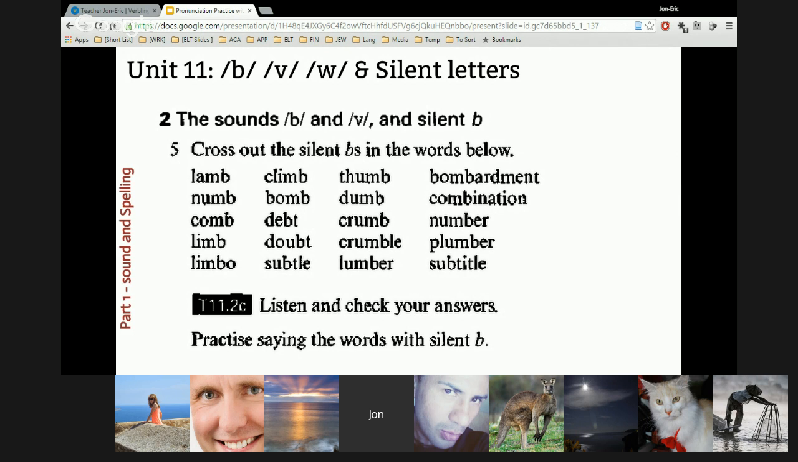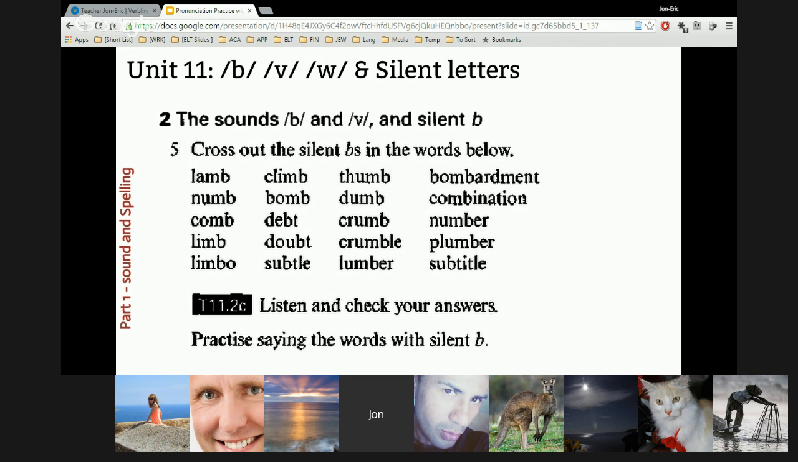Crumble, plumber. Do we say the B or is it silent? Listen to me. Plumber. It's silent. It should be said with the B, but it's not. It's an exception. It's silent because the original word is plum, which is spelled with a B. So when you add the ER, it remains silent. Whereas with number, the original word is not num. So that's why it's a little bit different.